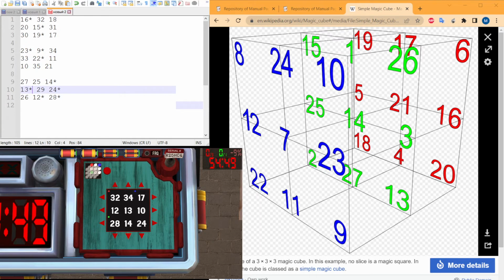Let's double check. Everything is on the bottom side. 12, 13, 28, 20, 14, 24. Yeah. Now let's sort the top square again.